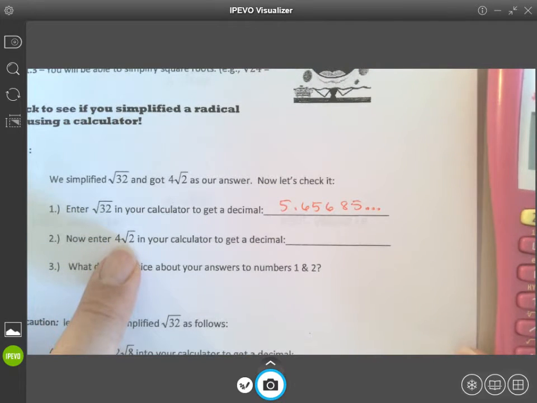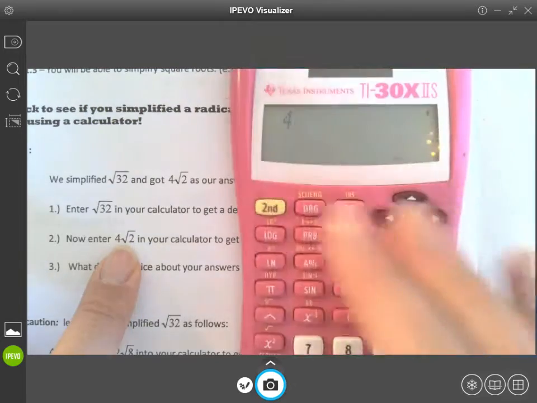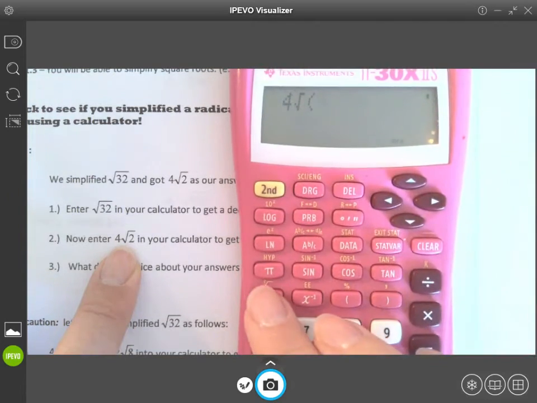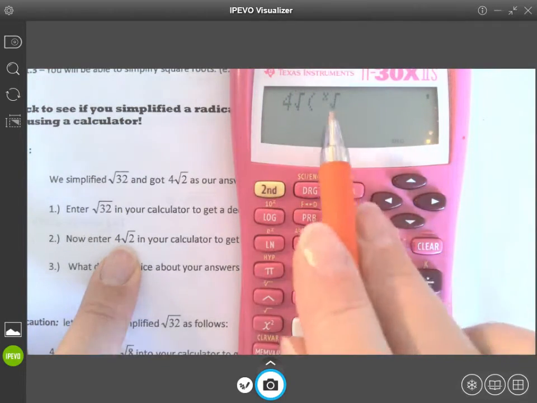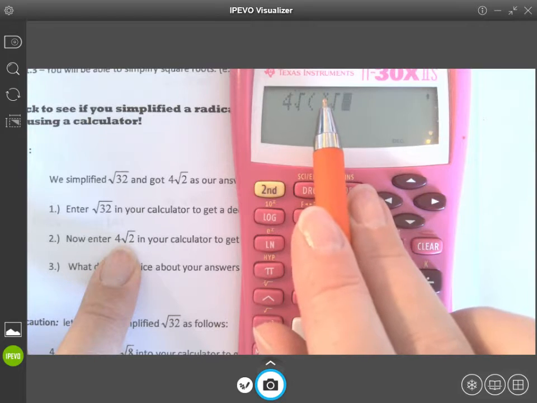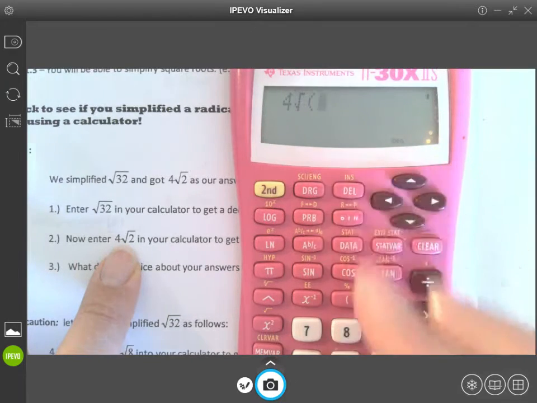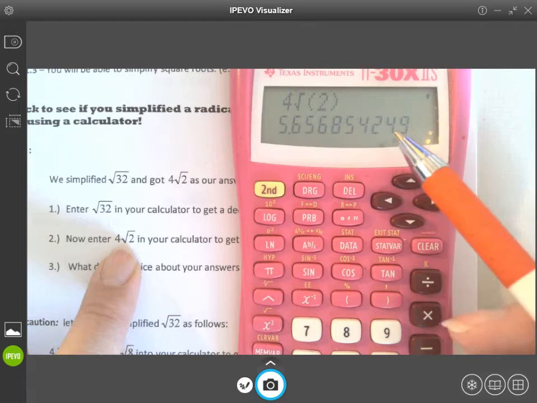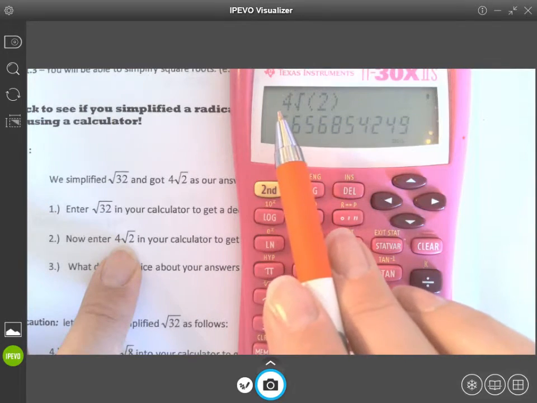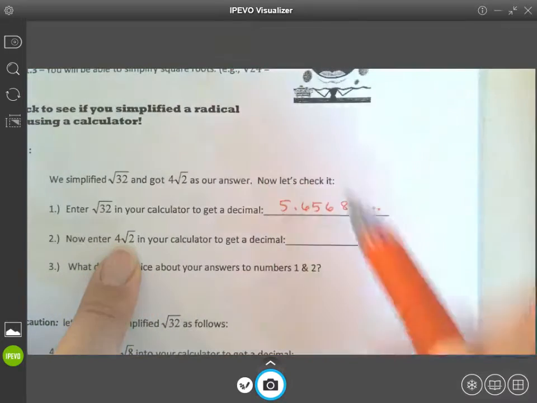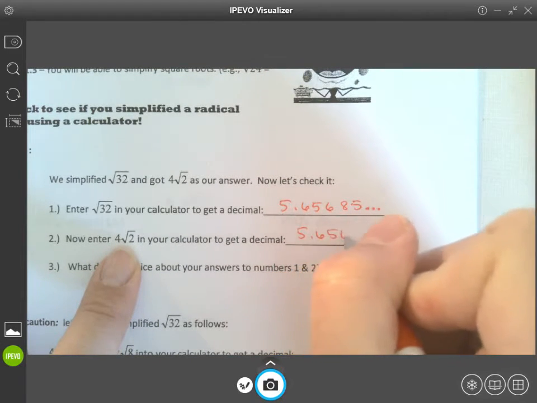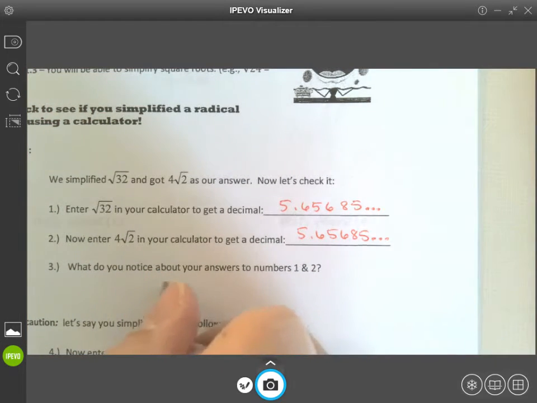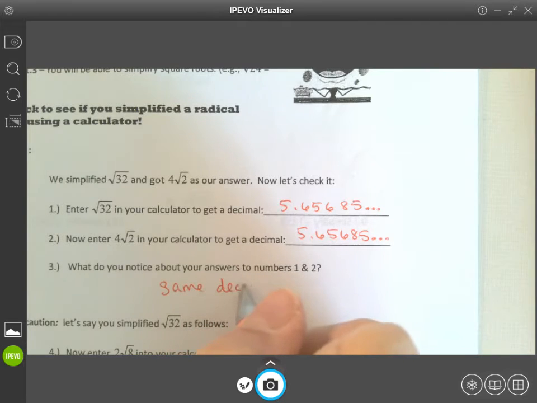Now, let's take the simplified answer, 4 times the square root. You can type in 4 times, you can type in 4 with the square root sign. Again, make sure you're not using this key. This key has that x root, and that means the x is defined as a cube root or fourth root. So be careful with that. So we're taking 4 times the square root of 2. I like to close a parentheses for good measure. And you see that I get the same decimal. It's understood that when it's butted up against it, it's 4 times it. So we get that same decimal of 5.65685 dot, dot, dot. So what do you notice about the numbers 1 and 2? They are the same decimal.